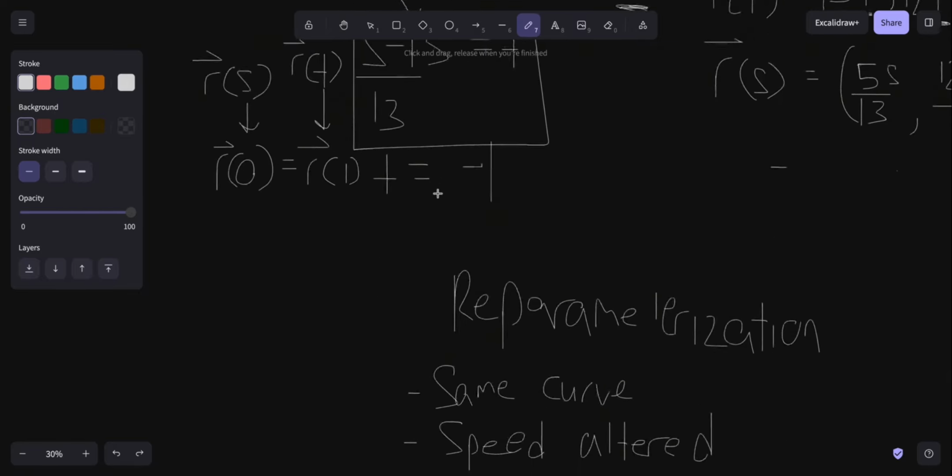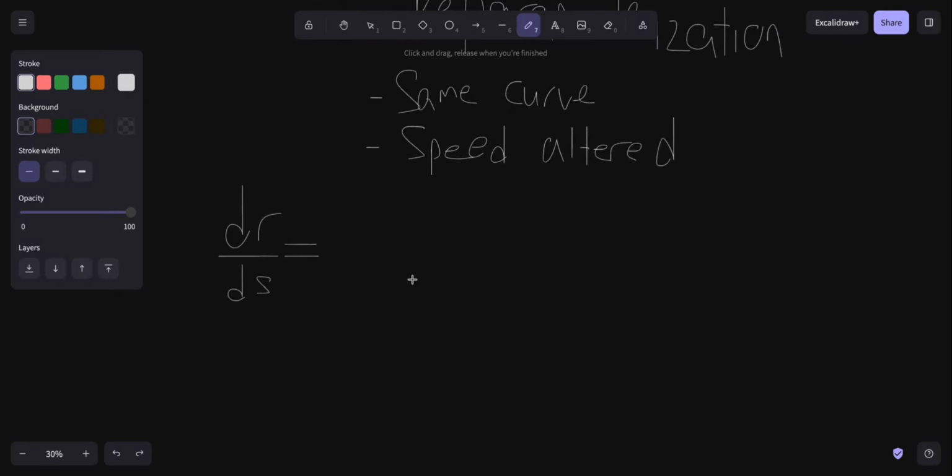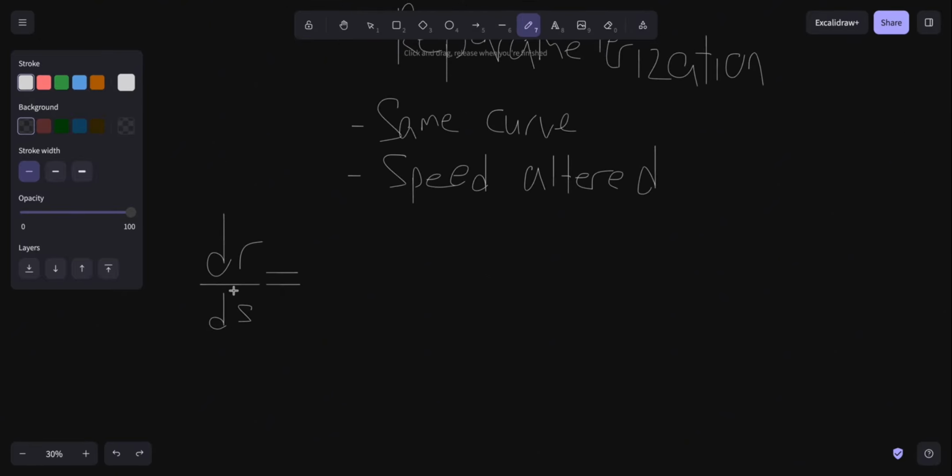So take a look. If I'm trying to find out the rate of change of our position with respect to the distance traveled, which is s, that's just going to be dr over ds, right? And using the chain rule, we can say that dr over ds is equal to dr over dt, so how does r change with respect to time, multiplied by how time changes with respect to that s variable that we introduced, right?